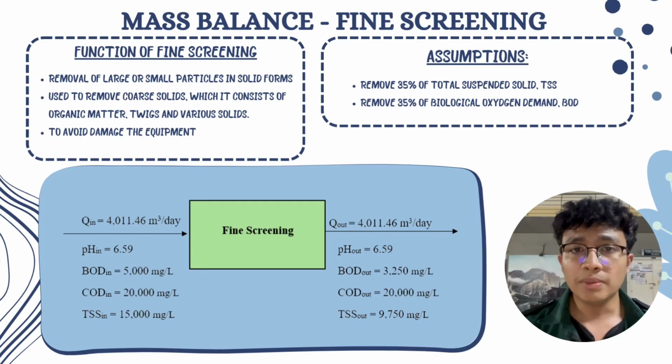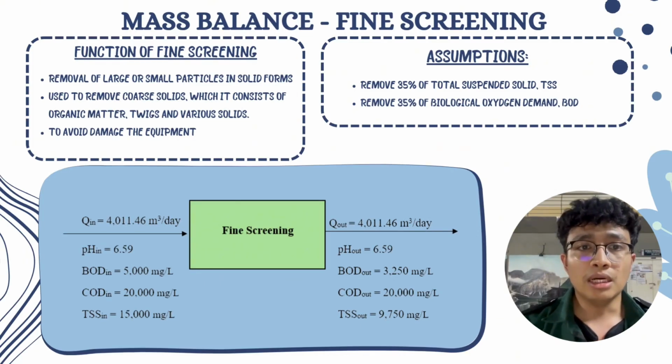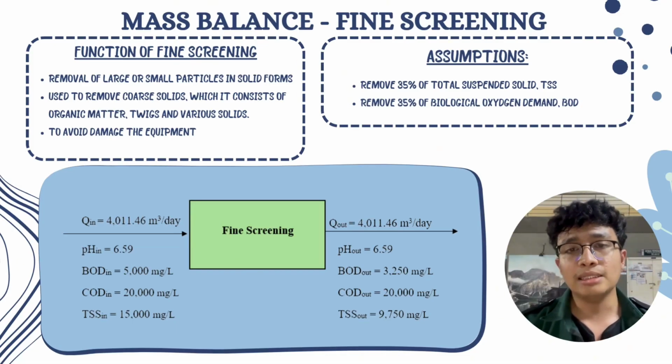equipment. The screen opening typically ranges from 1.5 to 6 mm, and the process is effective in removing 35% of suspended solids and BOD from the wastewater. So with the concentration of BOD at 5,000 mg per liter and suspended solids at 15,000 mg per liter, fine screening is able to screen out to a BOD of 3,250 mg per liter and TSS of 9,750 mg per liter.